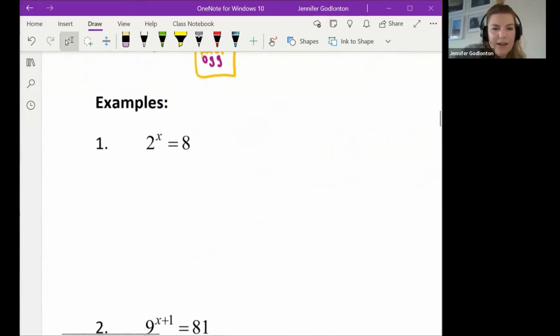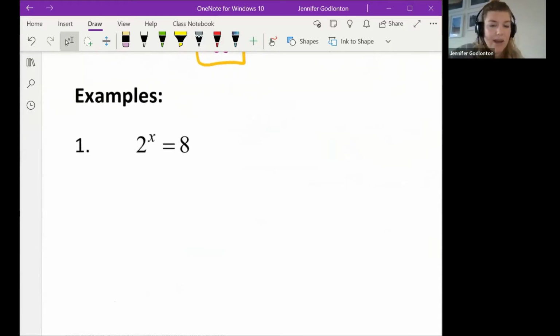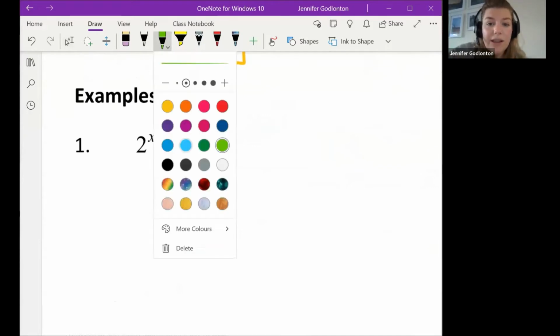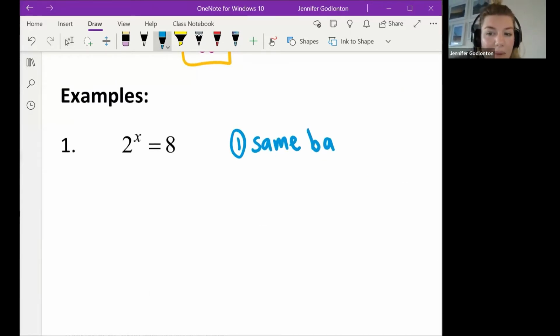So first one, I've started with something which is as easy as it can possibly get, okay? So we're just going to talk about some rules here that we're going to follow, even in these super easy questions, so that when we get to the tougher ones, we'll be able to implement those rules. So the first thing we want is for both sides, whatever's happening on the left and what's happening on the right, to have the same base.